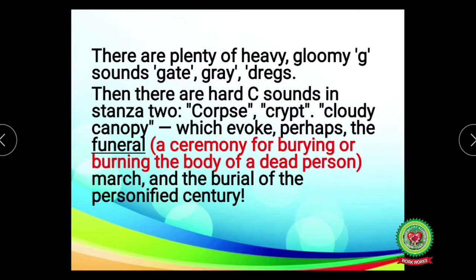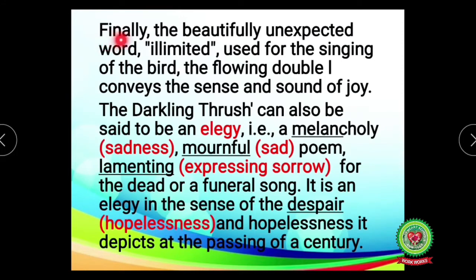Now let's move to the next slide. Finally, the beautiful, unexpected word illimited is used for the singing of the bird. The flowing double L conveys the sense and sound of joy. Now children, the poet has created this word illimited himself, and this word adds to the sound of joy in the poem. What kind of joy? Illimited joy. So it adds to the feeling of joy.